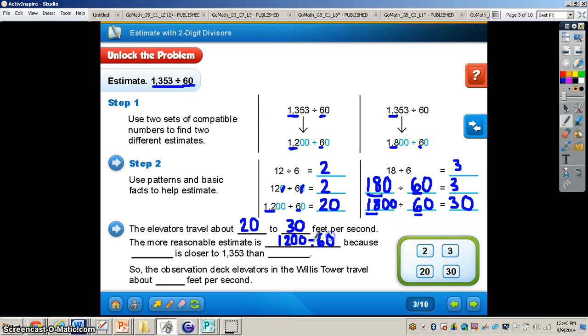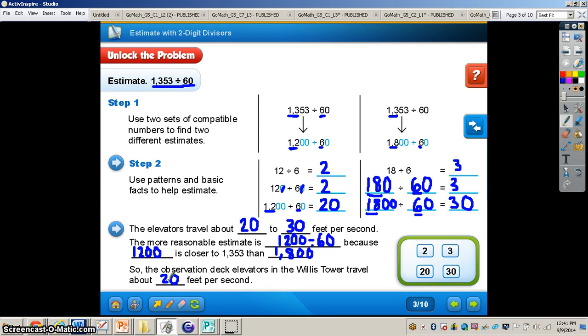And why do we know that? We know that because 1,200 is closer to 1,353 than 1,800 is. You can see we just decreased that number by about 150 to get to 1,200. However, to get to 1,800, we had to increase it roughly about 450. So the observation deck and the Willis Tower travel about 20 feet per second.